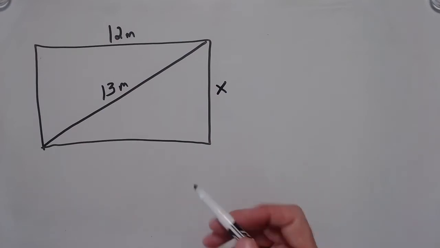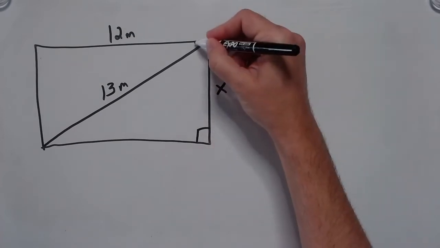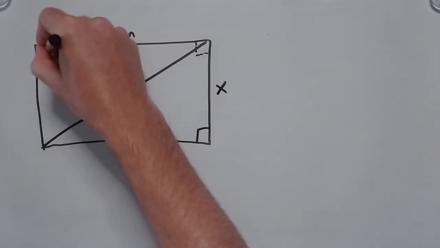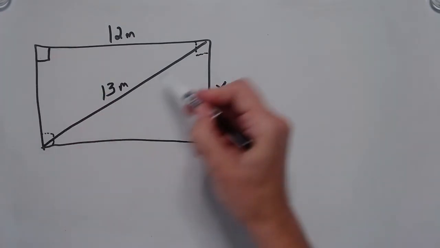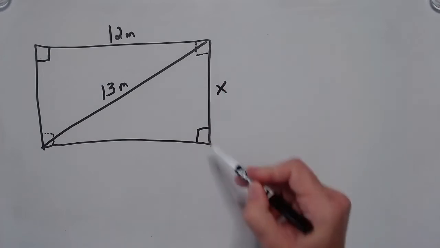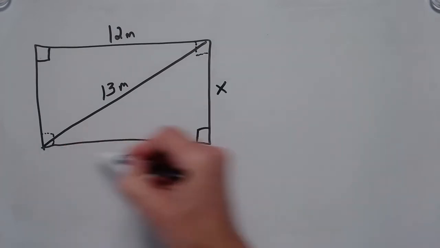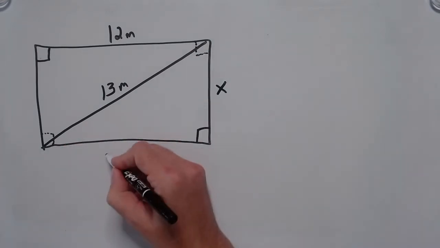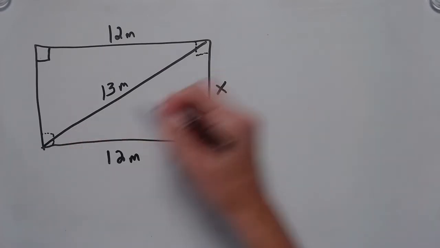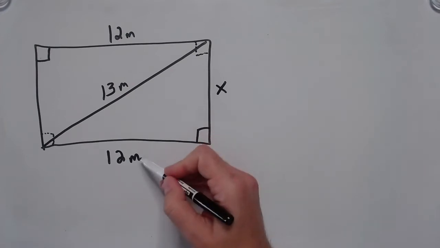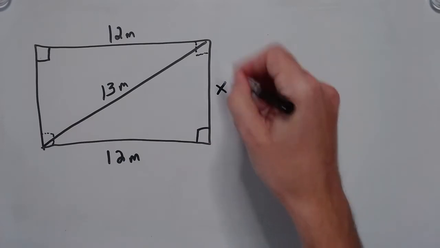Now the first clue is that we call this a rectangle. So we know that this is a right angle. And over here, we've got a right angle, and there's one over here, and I'm going to draw another one over here. So what we've created right here, if you look, is a right triangle. And we've also created one here. And because this is a rectangle, we know that this side and this side have to be the same length. So I'm going to put this as 12 meters as well. So now we have a right triangle, and we have a leg and a hypotenuse. But we can use the Pythagorean theorem to figure out what this leg side is.